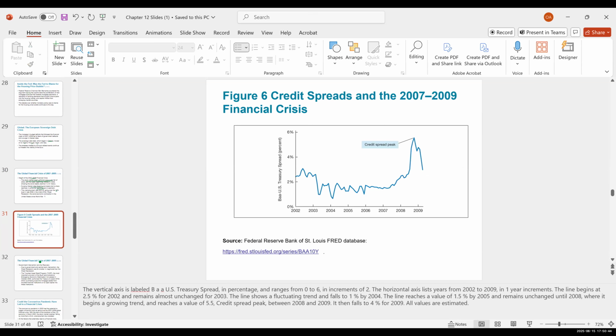The credit spread that I talked about, which is the difference in interest rate between a bond with zero default risk, that's a U.S. Treasury bond, and a corporate bond which has risk, which is rated BBB, shot up to 6% from around 2%. Okay.